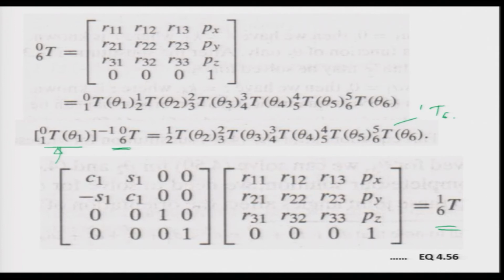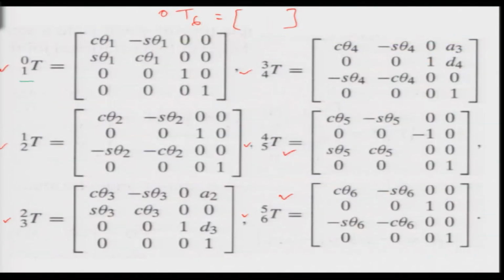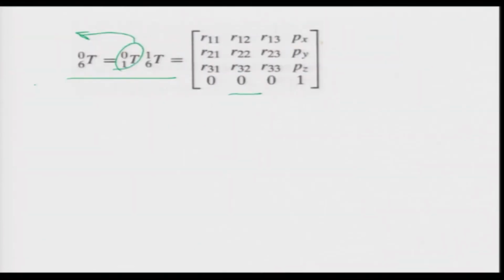How do we know what that matrix is? That is essentially T 0 to 1, what we got here. So I simply take the inverse of this. You know the inverse of a homogeneous transformation matrix: we just take the transpose, and we take the transpose of the translation part times minus of this one. That is the inverse of this matrix. So I find the inverse and multiply it here.